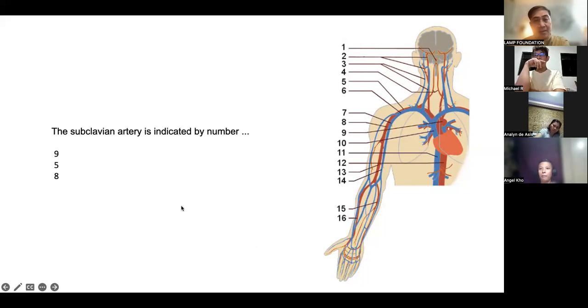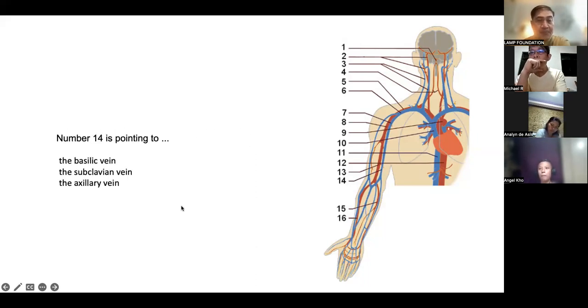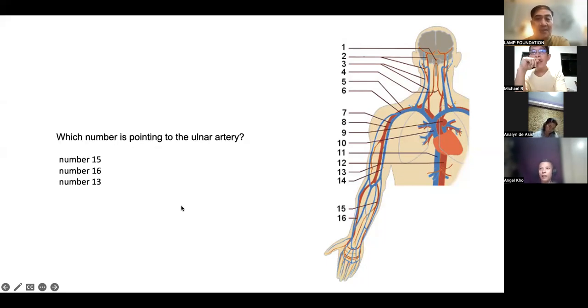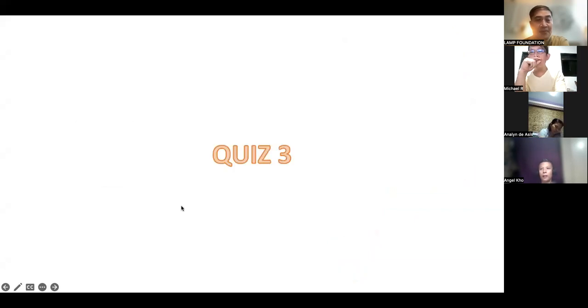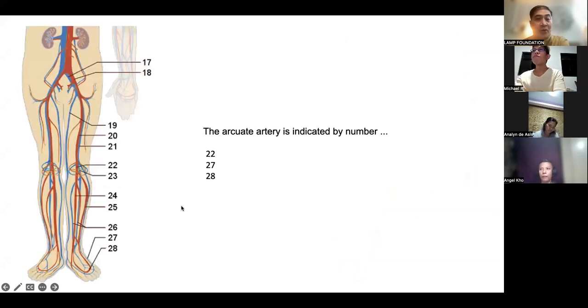Axillary artery. Which number is pointing to the ascending aorta? Number 9. The subclavian artery is indicated by number? Number 5. Number 14 is pointing to? The basilic vein. Which number is pointing to the ulnar artery? Number 15. The basilar artery is indicated by number? Number 1.